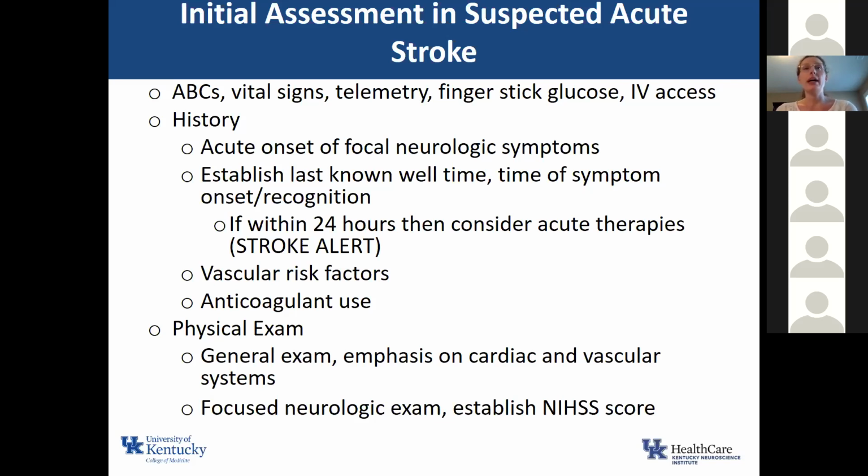We quickly go through the vascular risk factors, things that we're going to need to know, which may also lead us to identifying patients who are on anticoagulants, which are important, especially for TPA administration. And then we'll do a very focused examination. So just a very brief general exam, emphasizing cardiac and vascular exams, and then a focused neurologic exam. Most of our exam up front before we make a TPA decision or thrombectomy is getting that NIH stroke scale score.